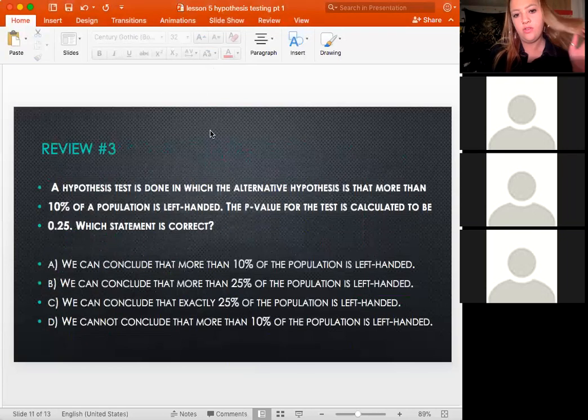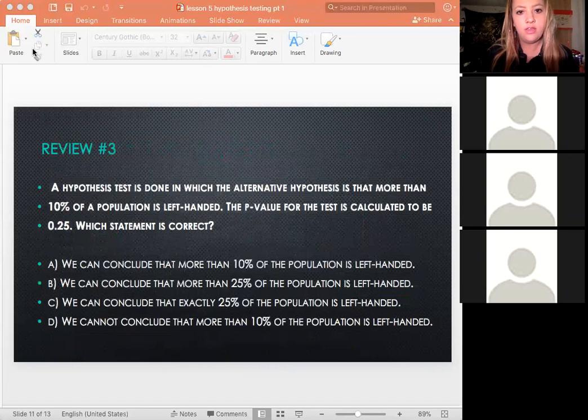All right, so review number 3. A hypothesis test is done in which the alternative hypothesis is that more than 10% of a population is left-handed. The p-value for the test is calculated to be 0.25. Which statement is correct? So we're basically making a conclusion based upon that p-value. So go ahead and try this one out, and I will let you guys know what it is then.